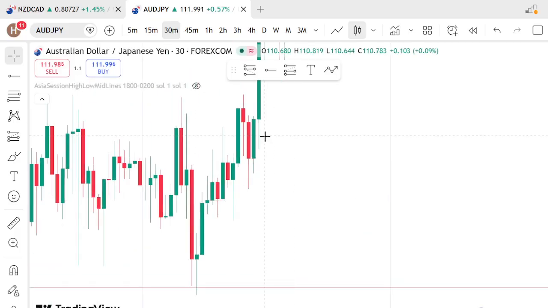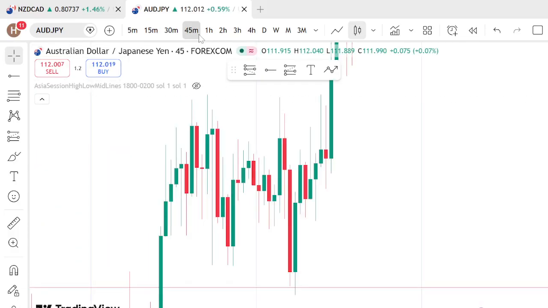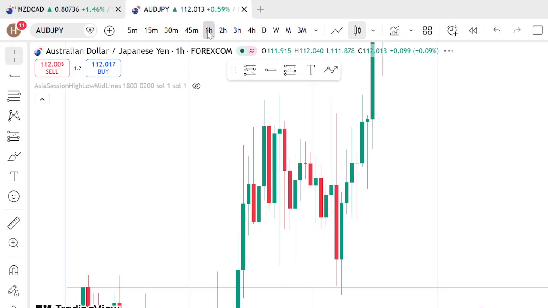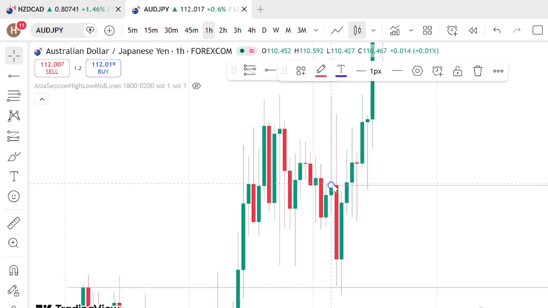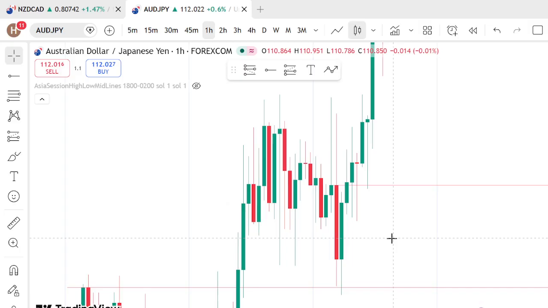30 minutes time frame. Was it 30 minutes or 45 minutes? Oh, I think it's showing the same 1 hour. Let me check again, please. So there was this breakout here to confirm that okay, we're actually bullish. But I have to see my entry model. Where did I see the entry?